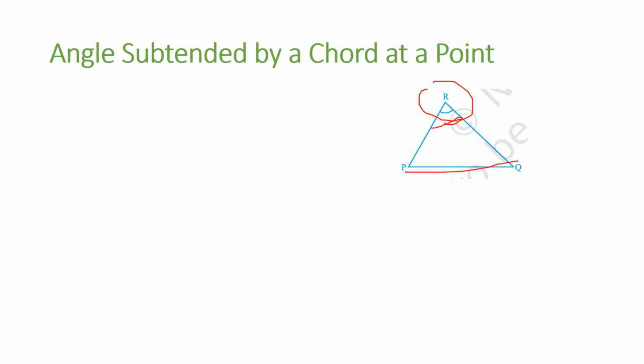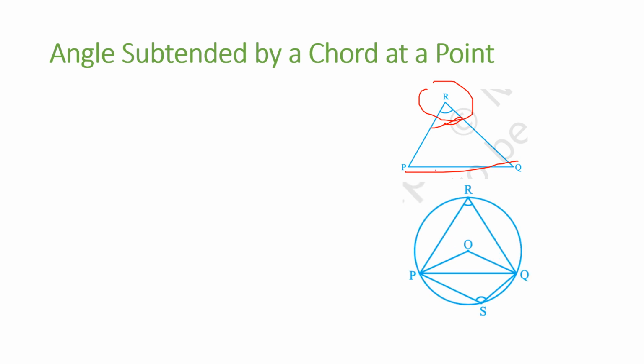Now let's go one level up, and we place this triangle, these points R and the line segment PQ, within the circle. Again, the line segment PQ now becomes a chord. We have point R on the circumference, point S on the circumference, and one more point, O, which is the center of the circle.